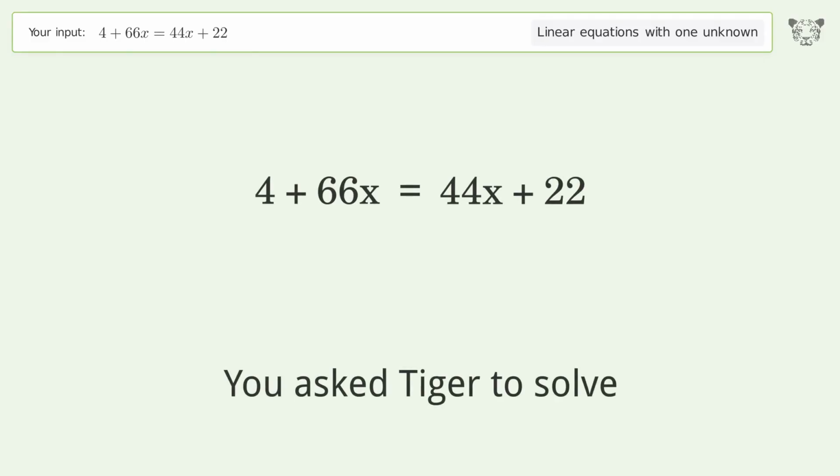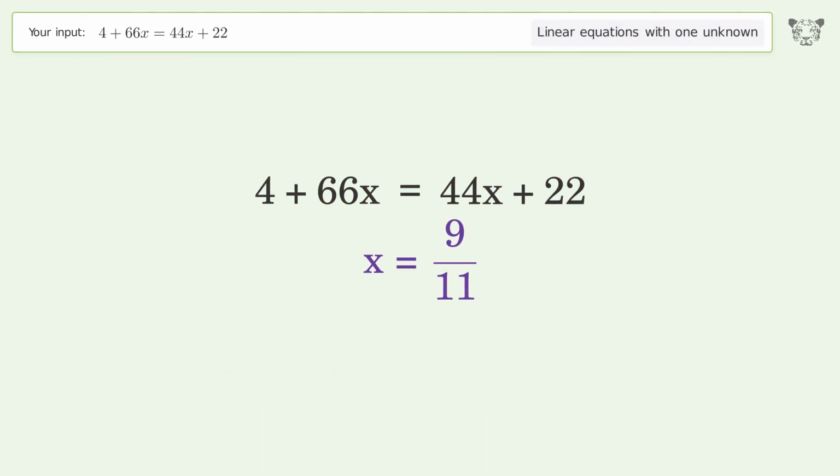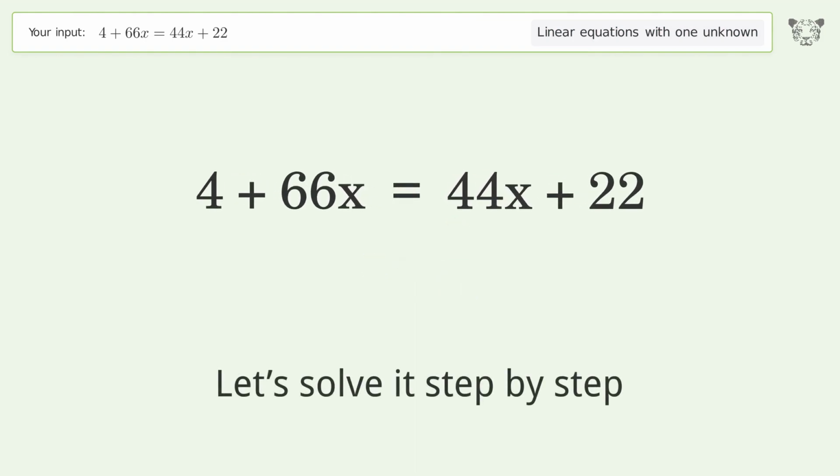You ask Tiger to solve this. This deals with linear equations with one unknown. The final result is x equals 9/11. Let's solve it step by step.